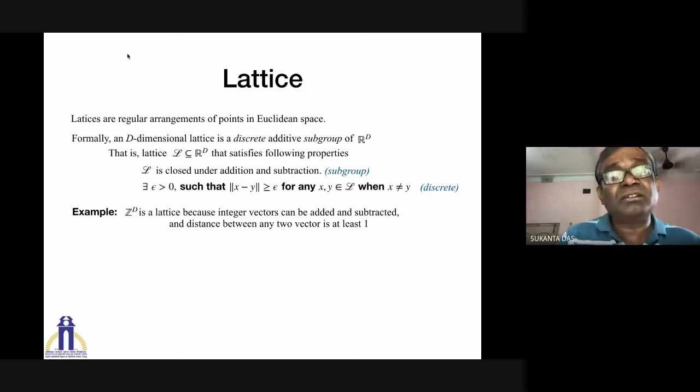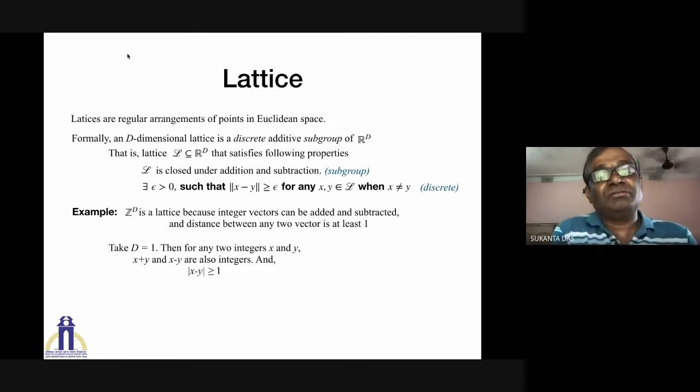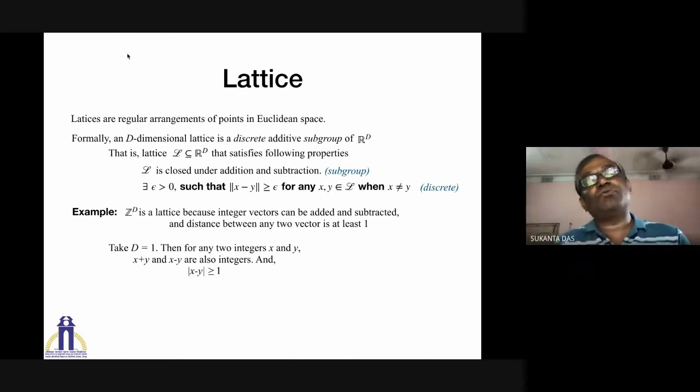Take a more realistic example. Say d equals 1. So it's Z. Z is an additive group, we know it is an additive group. Why is it so? Take any two integers, say x, y: 1, 2, minus 1, minus 3, anything. If I do addition, x plus y is always again an integer. Similarly, x minus y is also an integer. So x plus y and x minus y belong to Z. So it is closed under addition and subtraction.